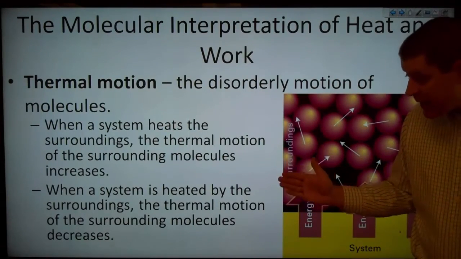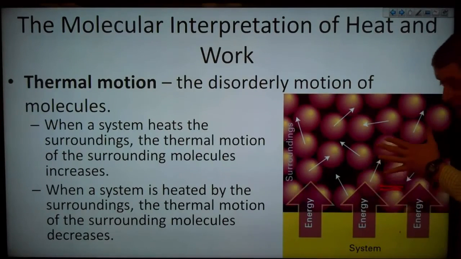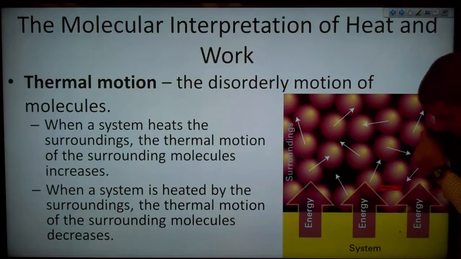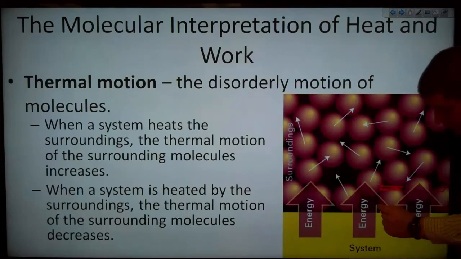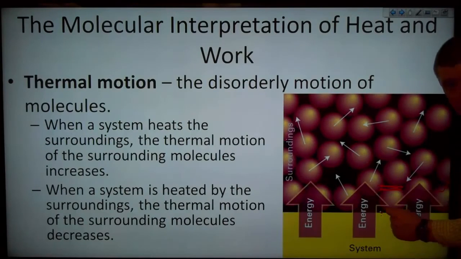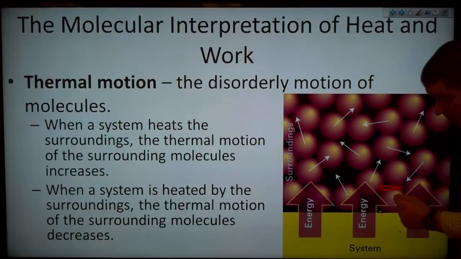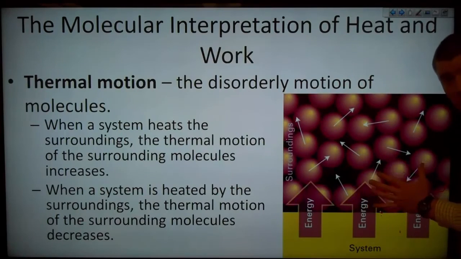On the other hand, when a system is heated by the surroundings, then the thermal motion of our surrounding molecules decreases. So if energy is leaving our surrounding molecules, that basically means our surrounding molecule, when it strikes the barrier of our system, transfers some of that energy to the molecules in the wall, or the barrier between our surroundings and our system. And then from there, some of that thermal motion is transferred into the system. And thereby, by losing that energy to the molecule in the wall, our molecule in the surroundings has lost some of its kinetic energy. So the temperature of our surroundings has decreased slightly.